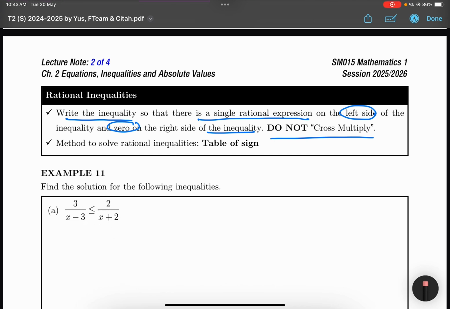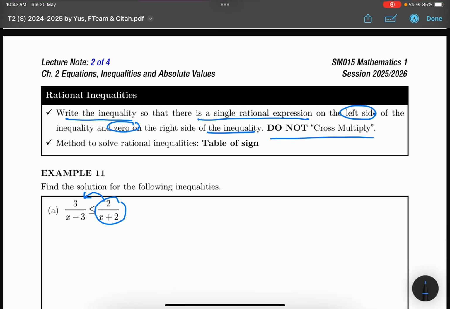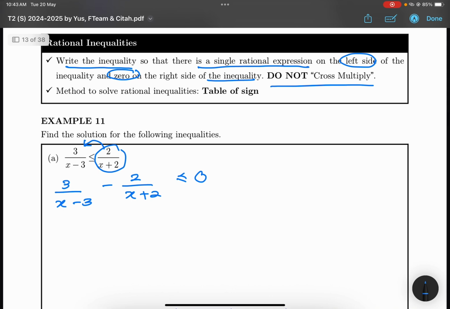So we need to move this expression to the left. So from positive, it will become negative bila kita move to the left. So we're going to have 3x minus 3 minus 2 over x plus 2. The inequality sign remains the same. Okay, we only need to change the sign of the inequality if we multiply or divide with negative values.